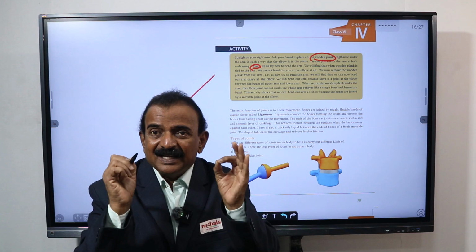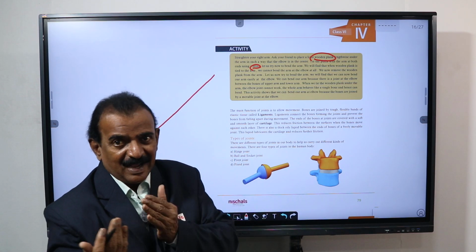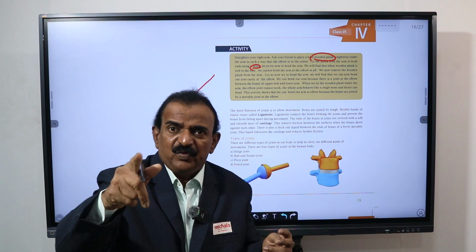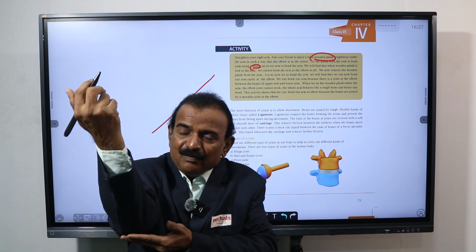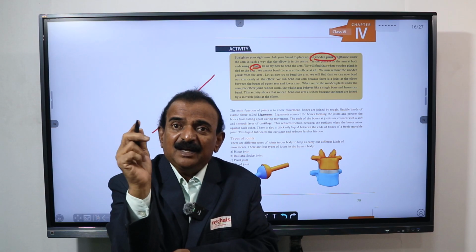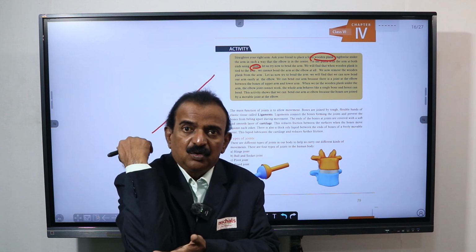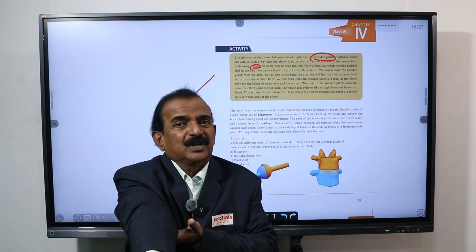So hinges help the door to move backward and forward. In the same way, in our elbow region also there is a hinge joint which makes the bones move backward, forward, and again come back to the original position.